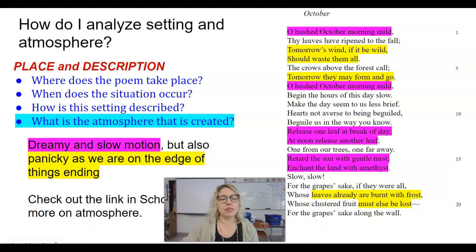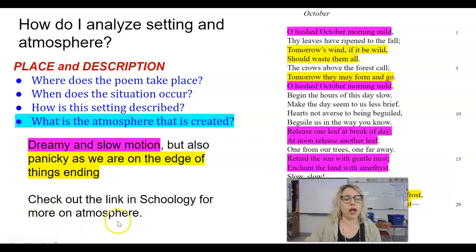All right. There's a link in Schoology for more on atmosphere. It's in the Understanding Poetry document, and you'll see the link right in there. And it has a list of a bunch of good words you can use when you're looking at atmosphere.